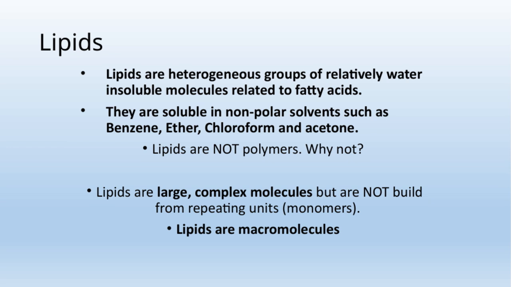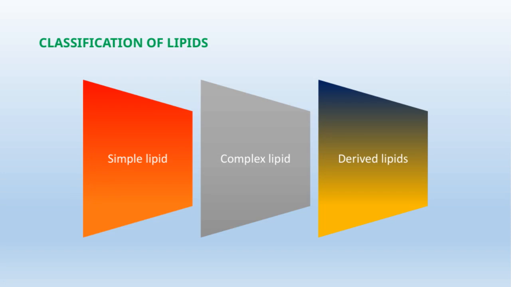Let's take a closer look at the classification of lipids. Lipids are a diverse group of molecules, and understanding how they are categorized helps us better grasp their functions in the body. Broadly, lipids can be grouped into several main categories. First, we have fatty acids, which are the building blocks for many other lipids. Then, there are triglycerides, also known as fats and oils, which serve as energy storage molecules.